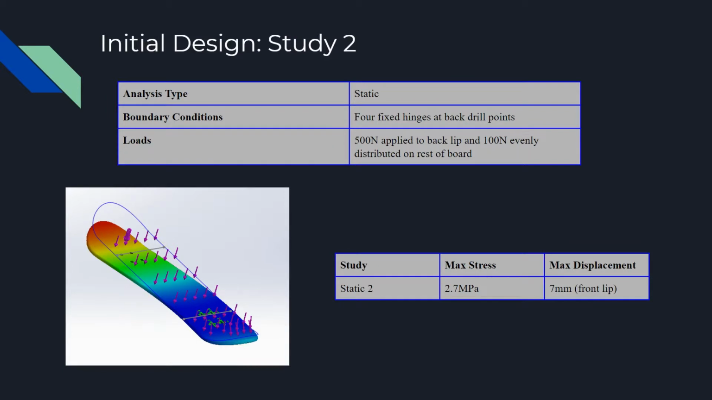Another static study was conducted for when the rider is doing a trick on the board. Now there are only 4 fixed hinges at the front drill points, and there is an additional load applied to the back clip. The maximum stress result is 2.7 megapascals and a maximum displacement result of 7 millimeters.